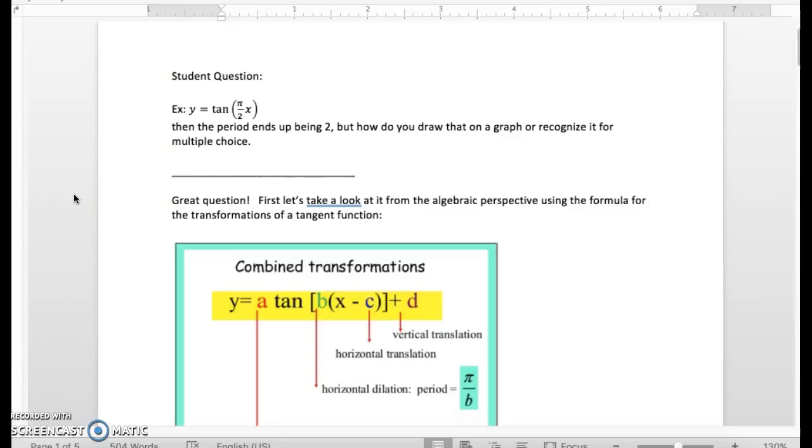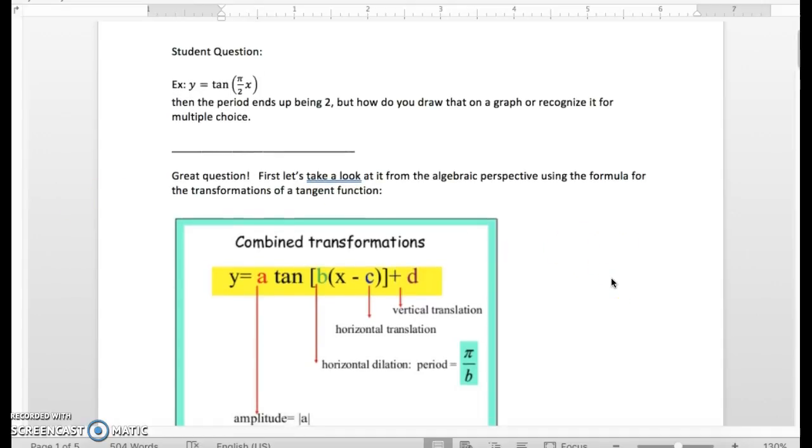I received an email from a student regarding how to calculate the period of a function. So here was the example provided in the email: y equals tangent of pi over 2x. Then the period ends up being 2, but how do you draw that on a graph or recognize it for multiple choice? So this is a really good question.